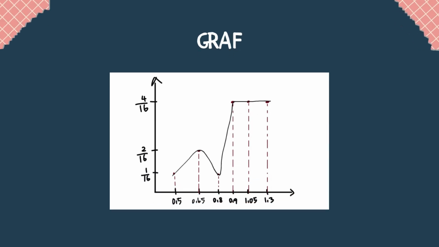To make the graph, we need to refer to the table. For example, for 0.5 the probability is 1/16, so we plot a point at 1/16. The others are the same. So the graph will be like this.